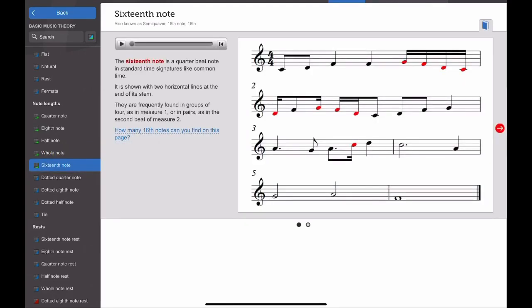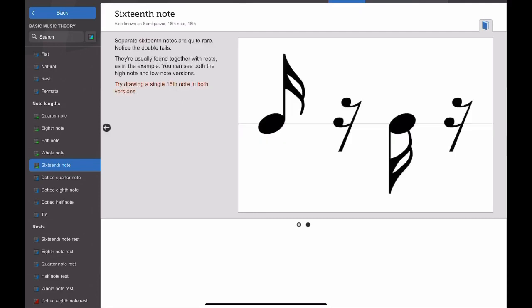Now here are the 16th notes. They follow pretty much the same rules as the 8th notes. They can be written as note heads with a stem and 2 flags this time, or 2 beams. Okay, separate, as you see now, those 16th notes have 2 flags.